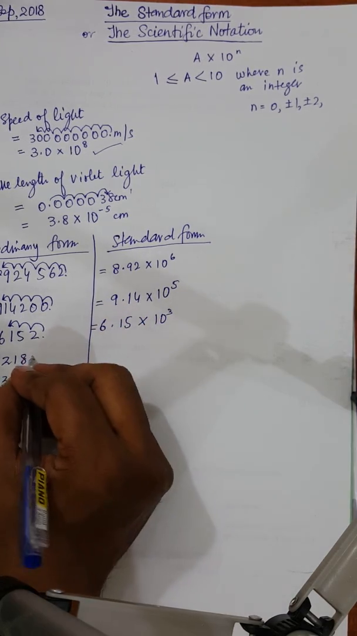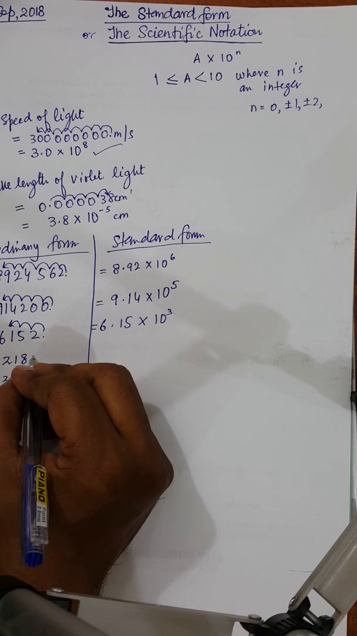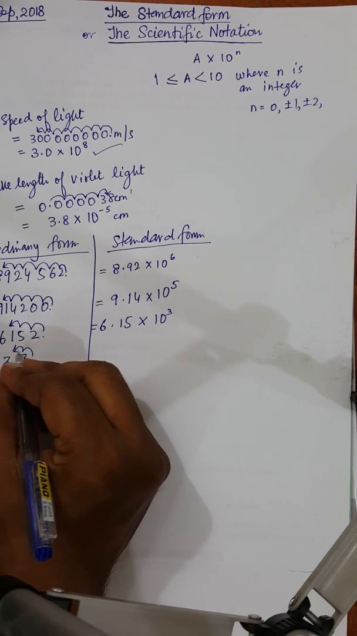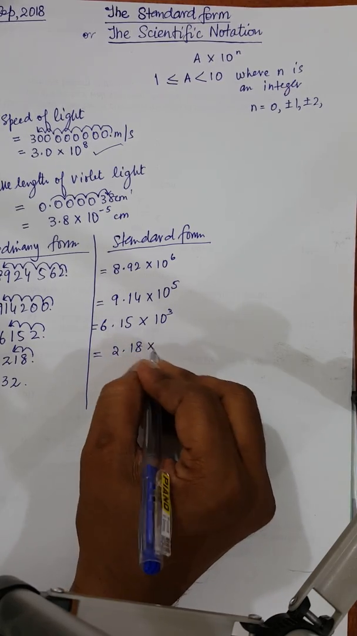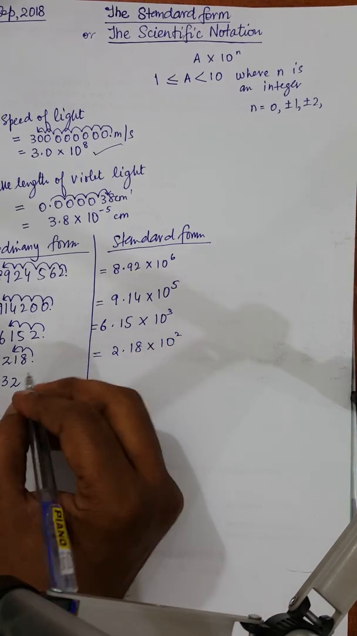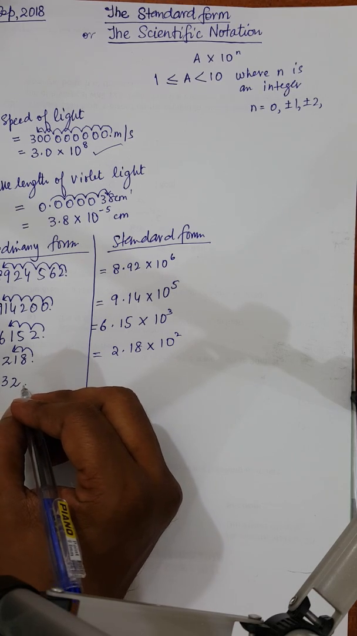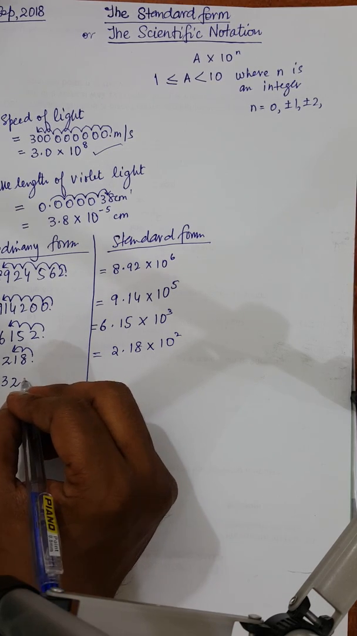Look at this. I need to move 2 places backward. 1, 2. So this is equal to 2.18 into 10 raised to the power 2. Look at this example, 32. How do we change a number 32 in the standard form?